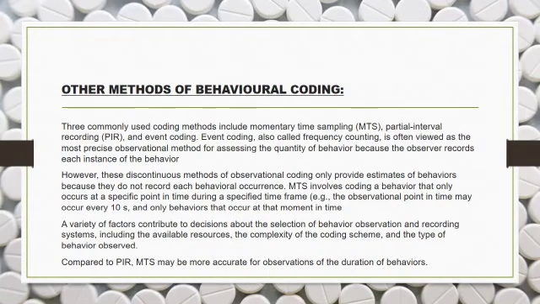Other methods of behavioral coding. Three commonly used coding methods include momentary time sampling, partial interval recording (PIR), and event coding. Event coding, also called frequency counting, is often viewed as the most precise observational method for assessing the quantity of behavior because the observer records each instance of the behavior.